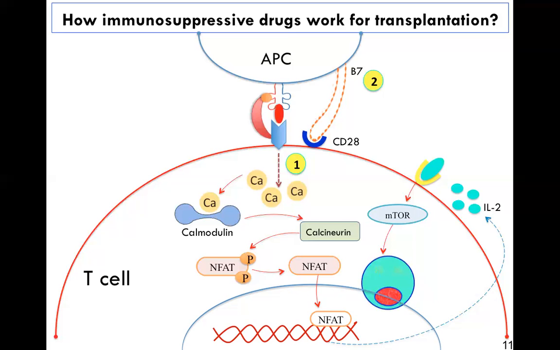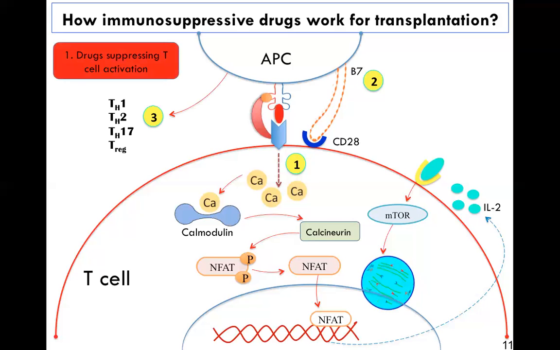So how can we stop that? By using certain immunosuppressive drugs. So how do immunosuppressive drugs work for transplantation? Let's take an example here. Let's suppose we have a drug suppressing the T cell activation. Let's suppose we have another drug, what we are calling here cyclosporin or tacrolimus, kind of a difficult name.